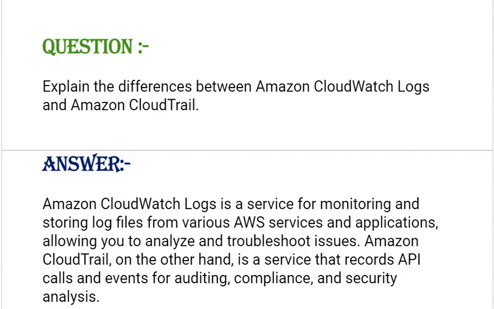Our next interview question is: explain the differences between Amazon CloudWatch Logs and AWS CloudTrail. Your answer should be: Amazon CloudWatch Logs is a service for monitoring and storing log files from various AWS services and applications, allowing you to analyze and troubleshoot issues. AWS CloudTrail, on the other hand, is a service that records API calls and events for auditing, compliance, and security analysis.